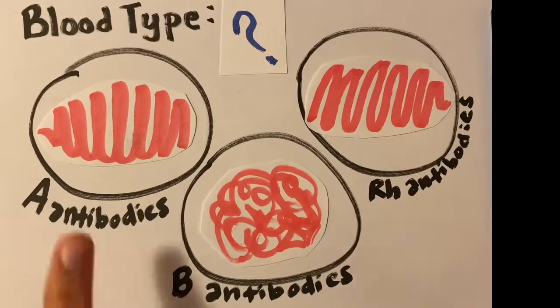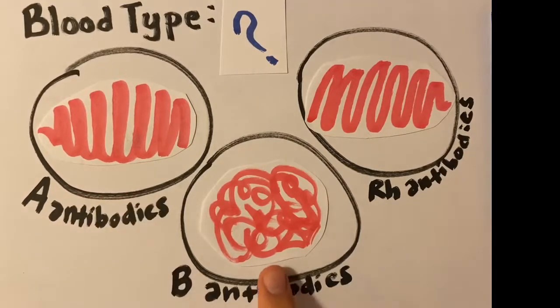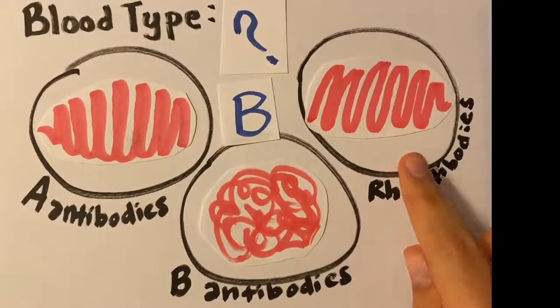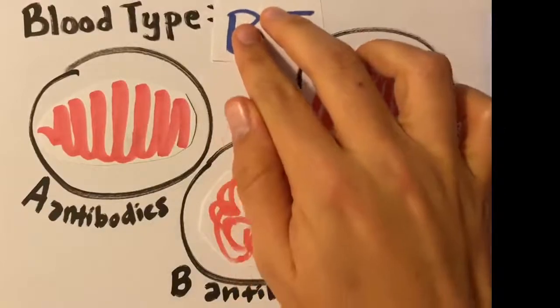This blood sample does not have the A antigen. It does have the B antigen, and it does not have the Rh antigen. This is B negative blood.